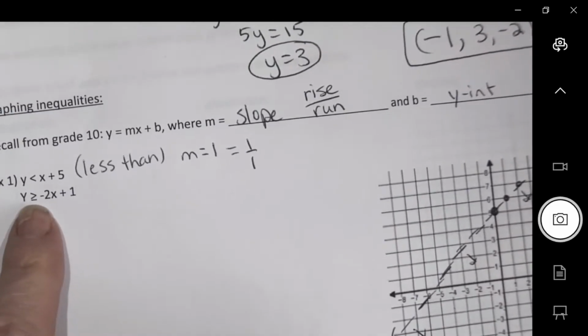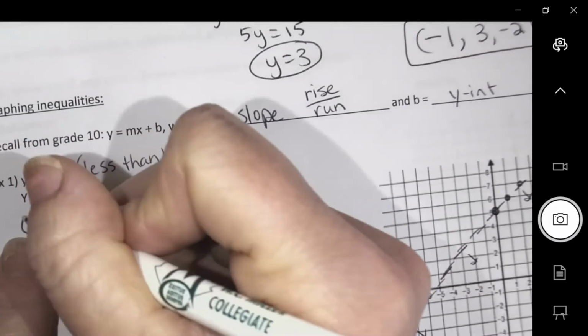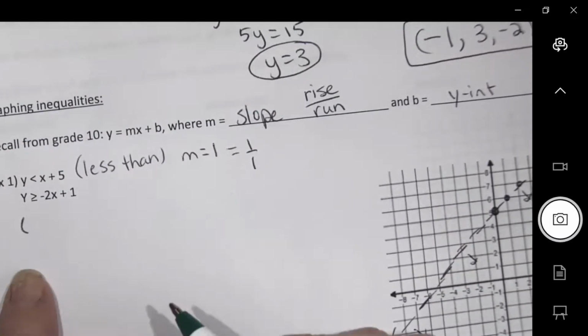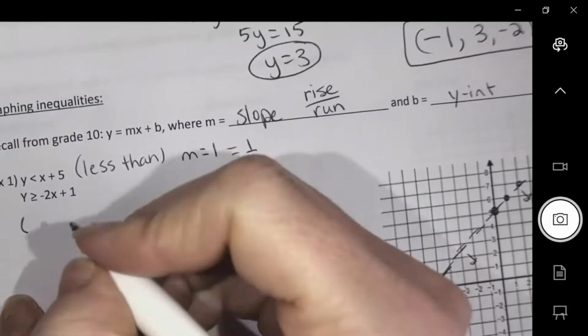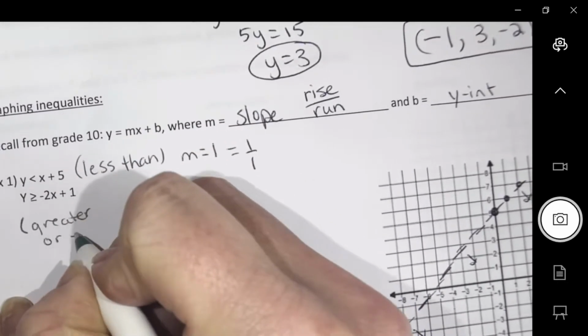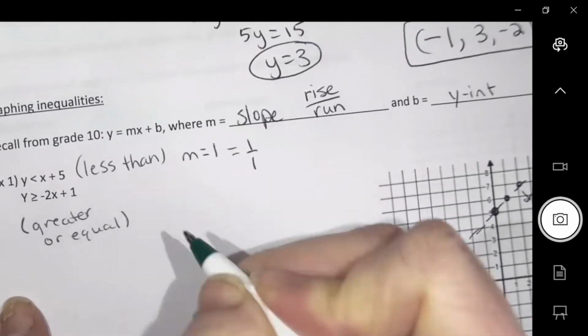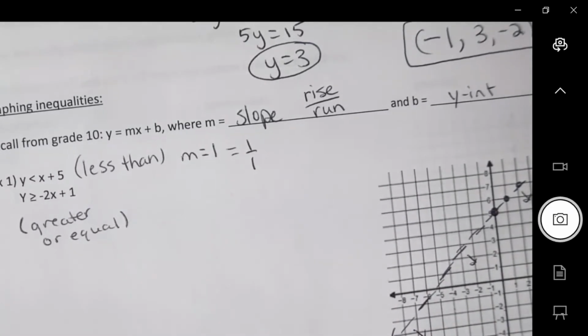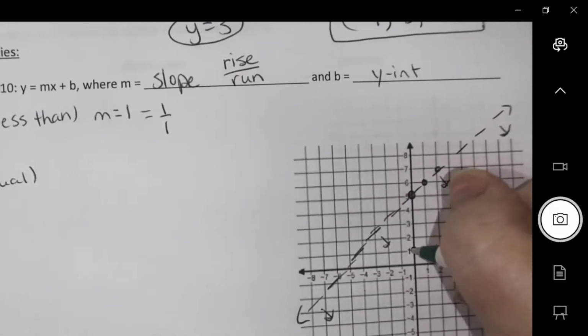Okay, what is this symbol? Remember that symbol? Greater than or equal to. So could we be on this line if we wanted to be? Yeah, we can be on this line. Okay, so I'm going to go with a 1 on the y-axis.